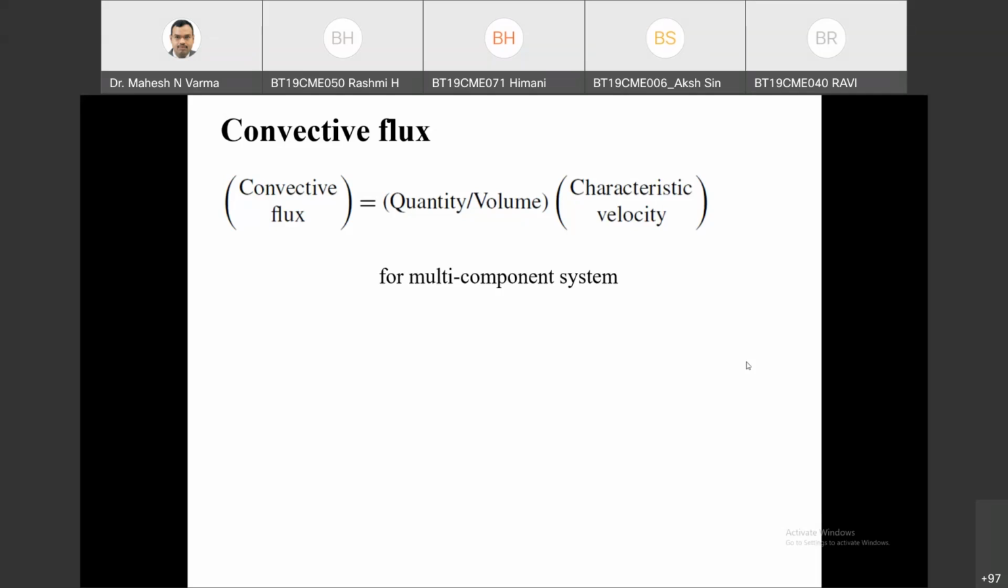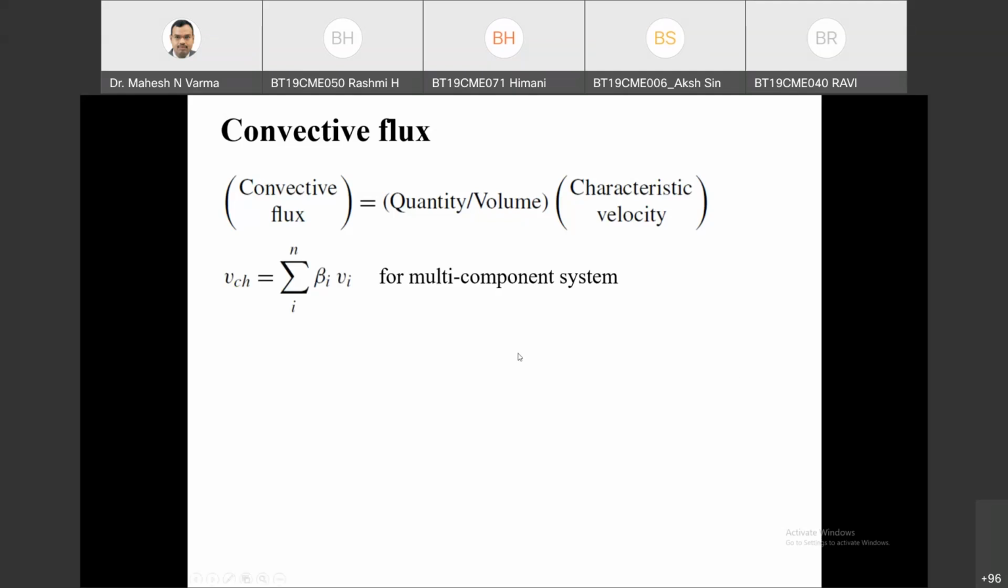Convective flux is an effect of bulk motion, and in a multi-component system every component will have an effect on bulk motion. So this depends on the situation. You need to choose a suitable weighting factor. How is a simple weighting factor given?